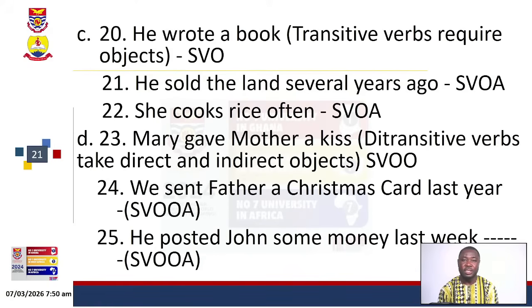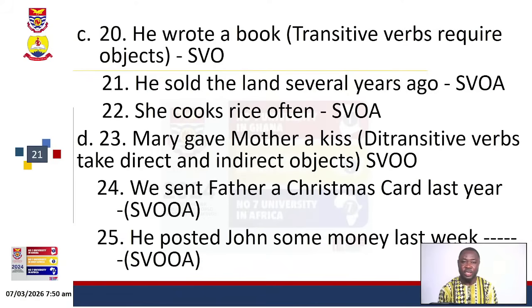In 22, she cooks rice often. See, here the A is just one word. An SVOA structure, but the A is just one word, often. Our subject, which is S, is she. Cooks is the verb. That is the container of the action. And what is being affected by the cooking is rice, which is our object. And often tells us the frequency, which is an adjunct. She cooks rice often. Okay?